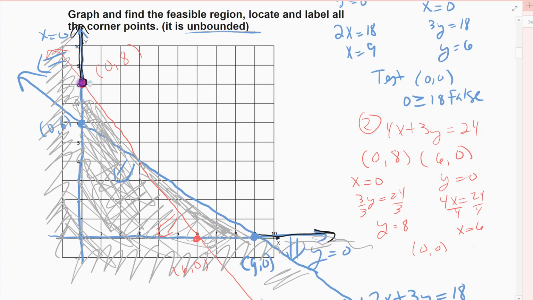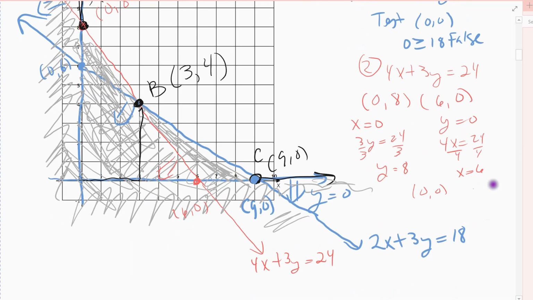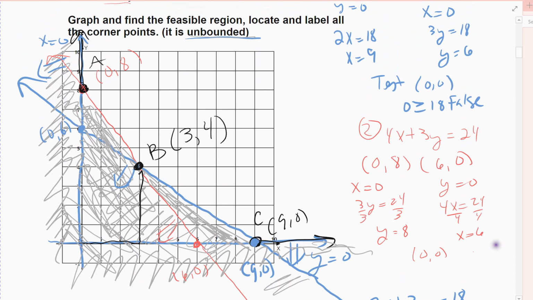And so I've got a corner point here, which I know what that corner point is. I'm going to call it A. That's the point 0, 8. I've got a corner point where my two lines meet, and I've got a corner point here, which is my 9, 0. I'm going to call that C, and I'll call this one B. B looks to be at 3, 4, but I will need to check to make sure that is actually where my blue line and my red line intersect. Alright, so there's my corner points. One of those points is going to give me my minimum. But I need to verify the B step.